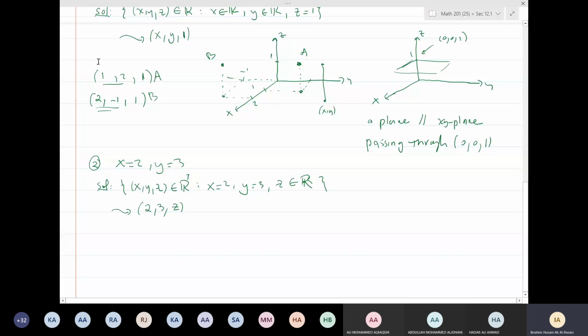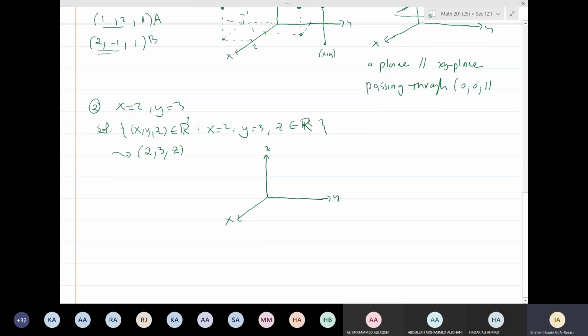Now, what do these points form? How to locate these points now? I start with the floor, the XY plane. Start with the floor. What is it? 2 and 3. This is the XY plane. So in the XY plane I have 2 and 3. So this is 2 and this is 3. So this is the point.